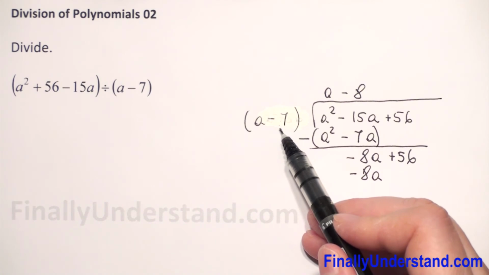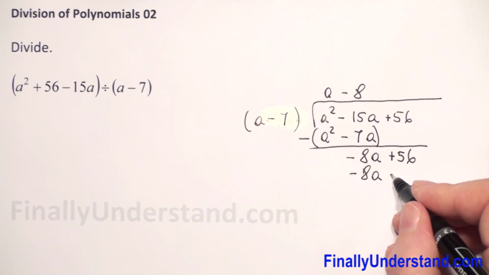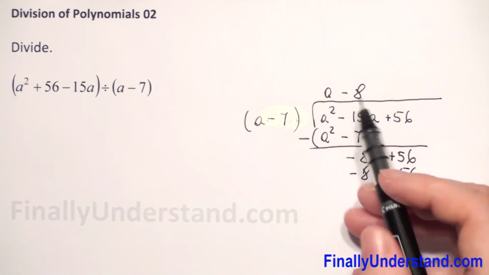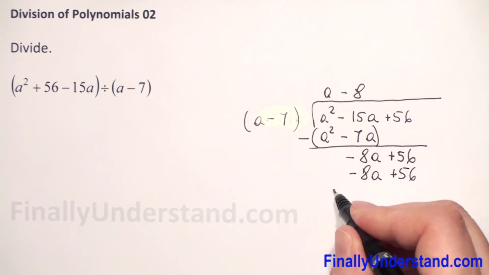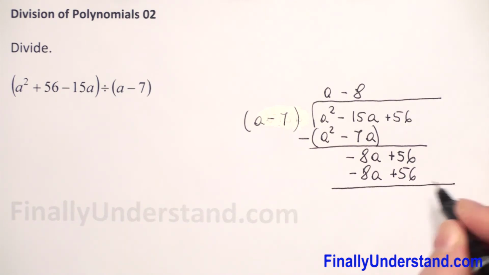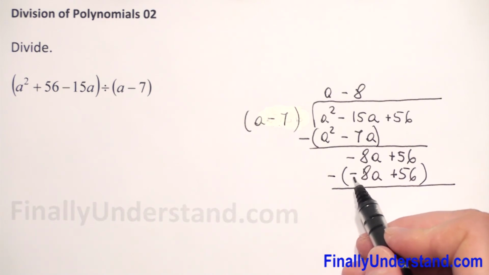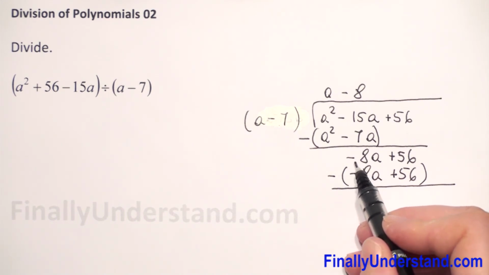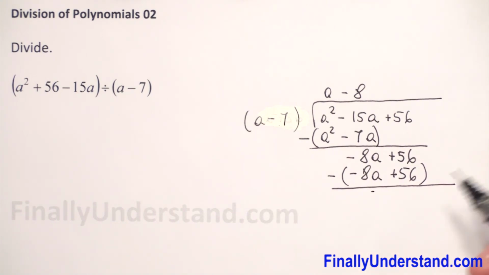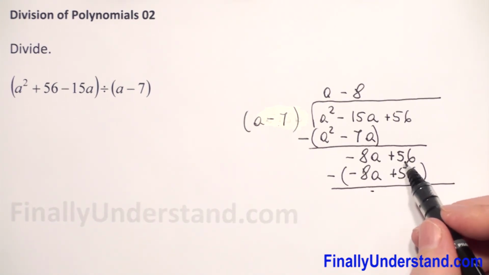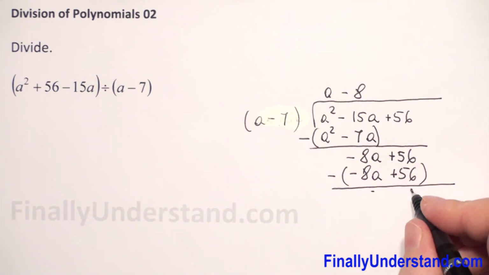So next is negative 7. Negative 8 times negative 7 is positive 56, because negative times negative gives me positive. 8 times 7 is 56, of course. So again, we have to underline and do subtraction. Negative and negative give me positive. So we have negative 8a plus 8a is 0. Everything cancels out. And next, 56 minus 56 is 0.